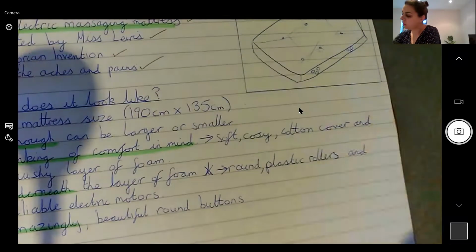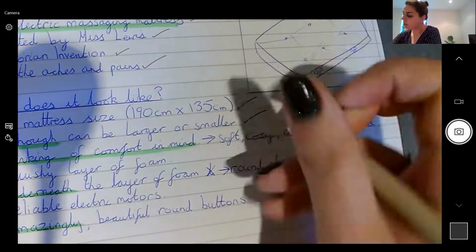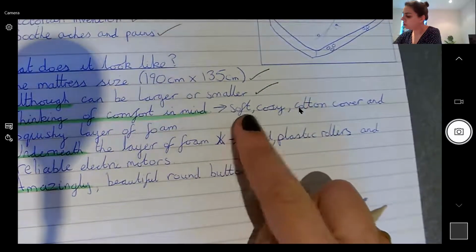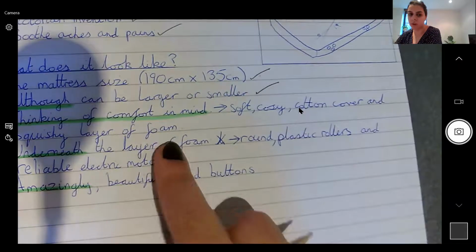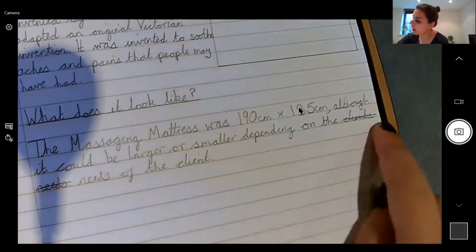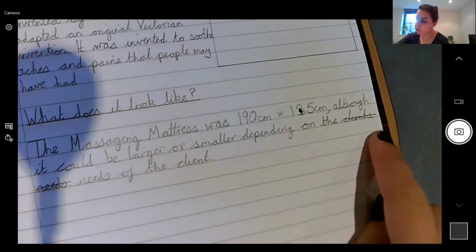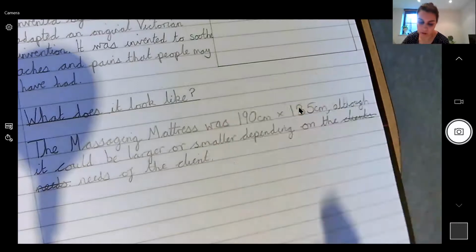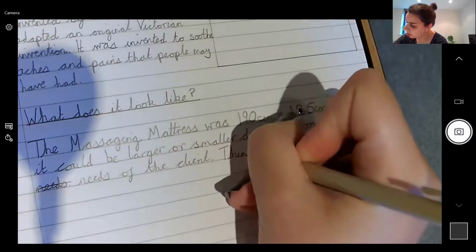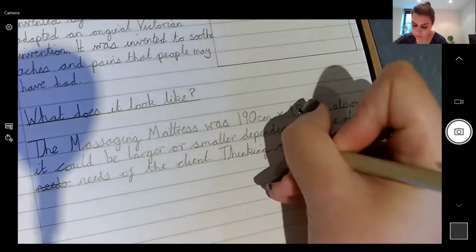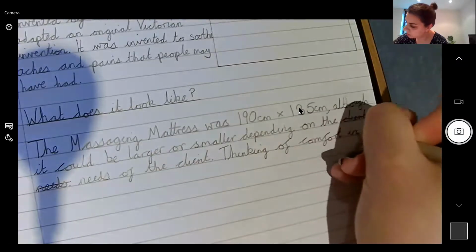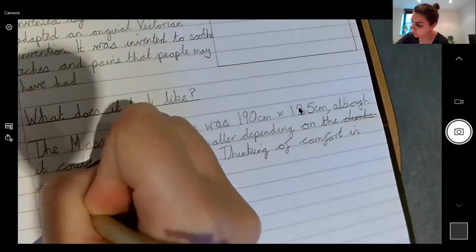So I'm going to look at my notes again. So I've written that and I've written that. Next sentence. Thinking of comfort in mind, so that's already given me my sentence opener. And then we've written soft, cozy cotton cover and squishy layer of foam. So I'm going to write that now into a sentence. I'm going to carry on here. And again, I'm writing the whole width of the page now because my box is finished and that was up there. So I'm now going to write thinking of comfort in mind.